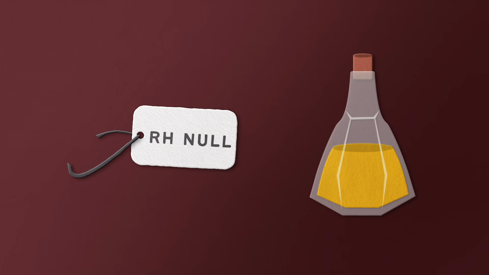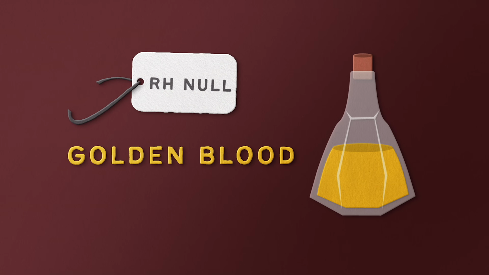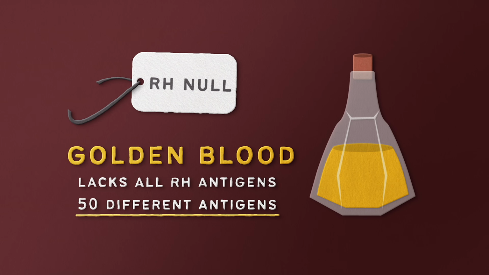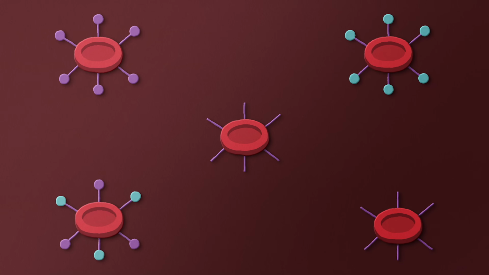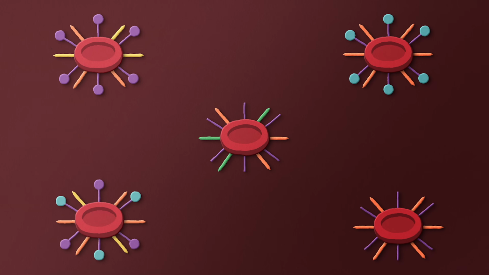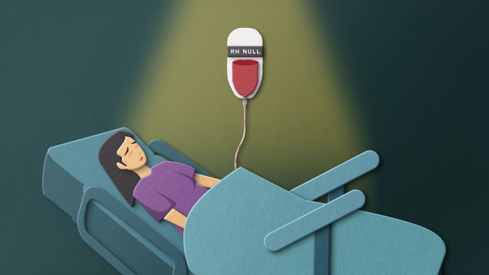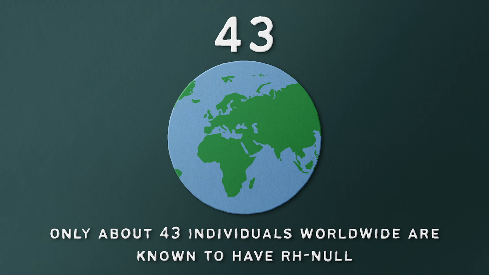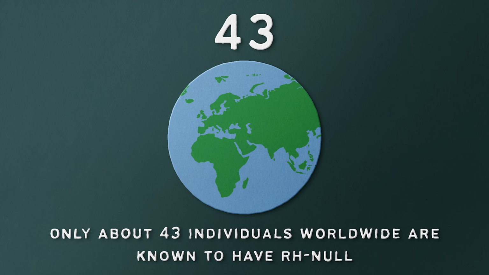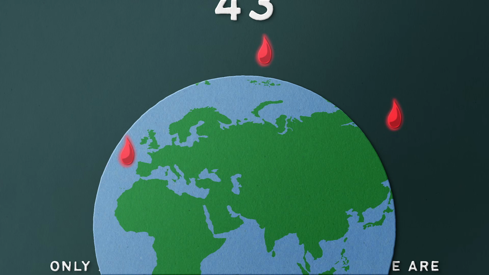I'm talking about Rh-null. Rh-null blood is a rare blood type, often called golden blood, due to its unique lack of all Rh antigens. The Rh system includes around 50 different antigens, the most well-known being the D antigen. In most blood types, some of these Rh antigens are present. However, in Rh-null, none are. This makes Rh-null blood extremely rare, but highly valuable, especially for medical purposes. It's so rare that only about 43 individuals worldwide are known to have this blood type. Not even one person per country.